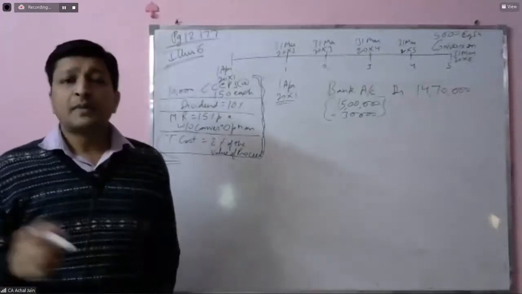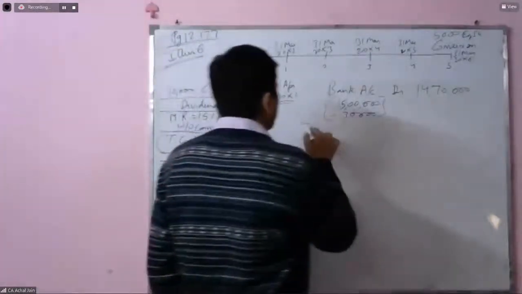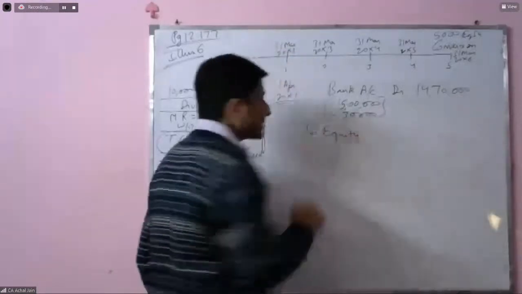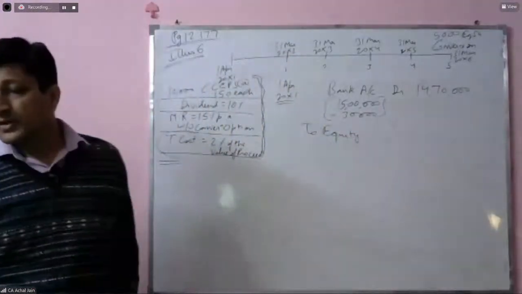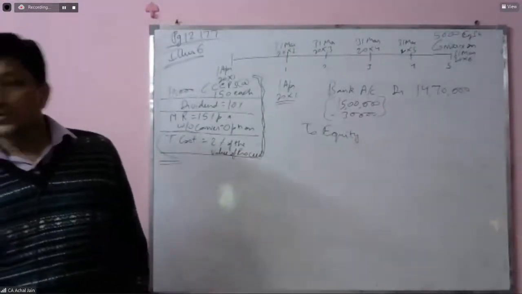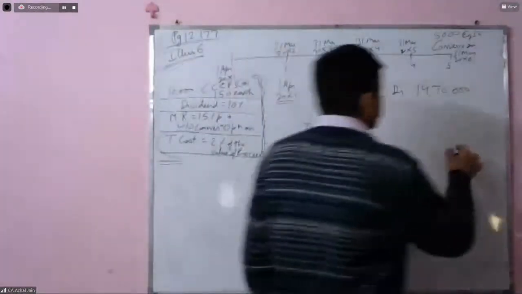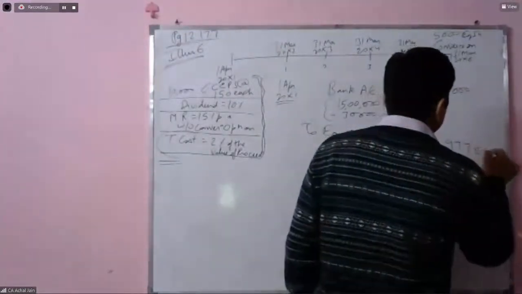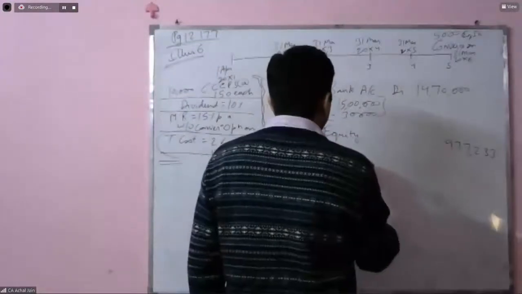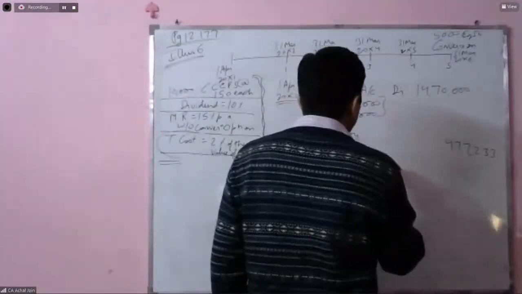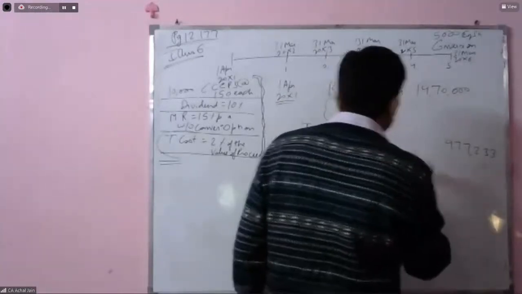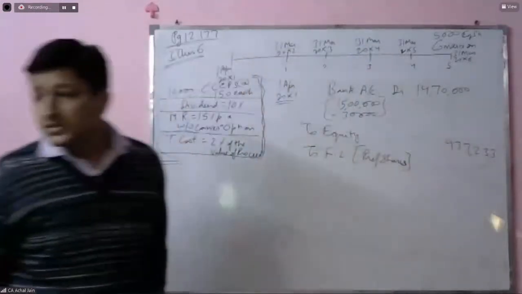The corresponding part will go to equity. And this equity has already been computed by us: 9,77,233. To financial liability, which is nothing but the preference shares. What's the amount?